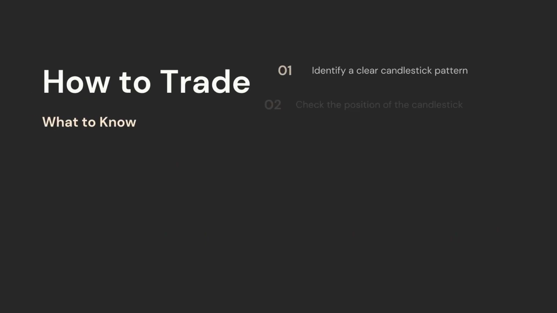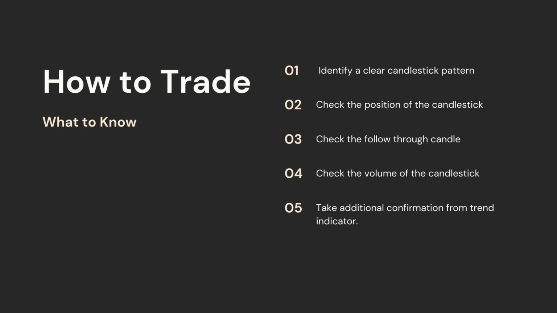You need to remember these 4 things. The candlestick pattern comes first. The second is where it occurs in the chart, whether it occurs at support and resistance or at the top of an uptrend or the bottom of a downtrend. The third is the follow through candles. You should always wait for the follow through candles and see whether they cross the lowest or the highest point of the candlestick patterns.